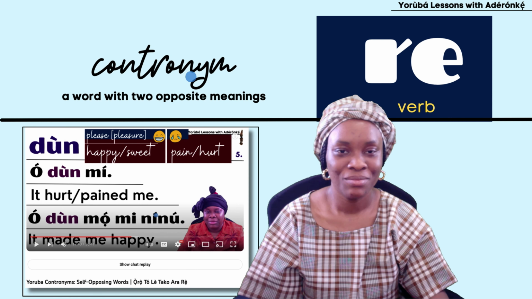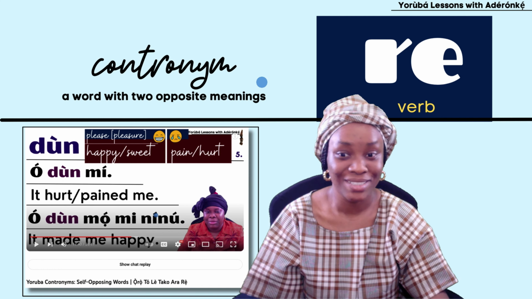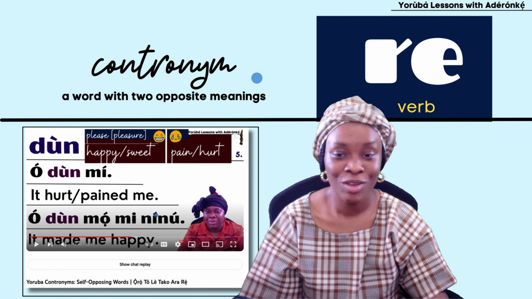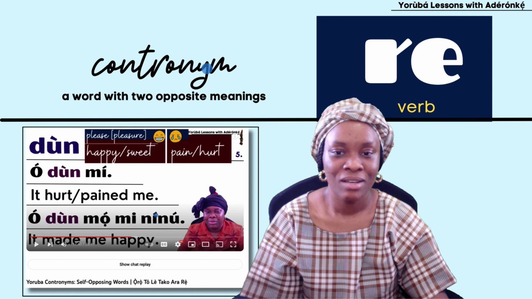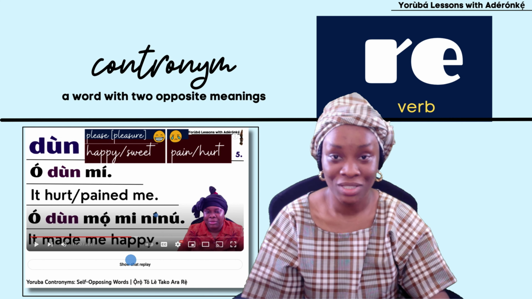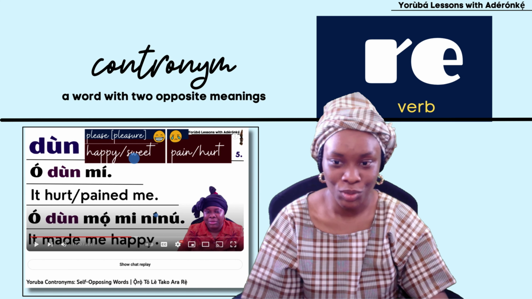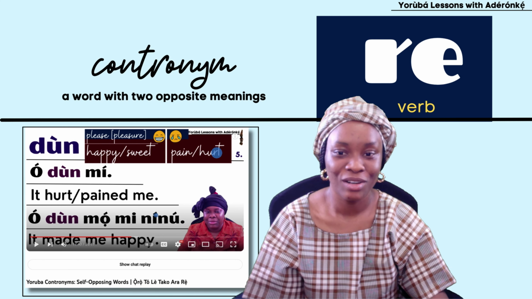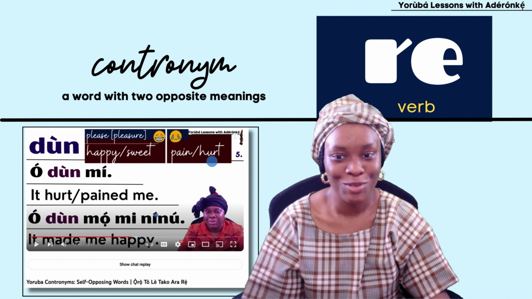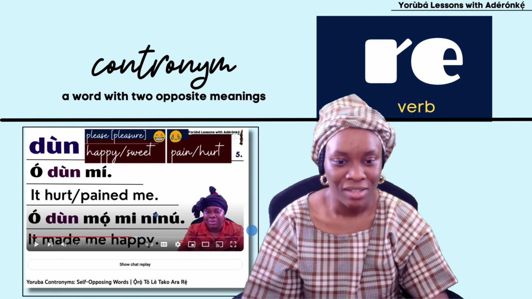Re is a contronym. That's one very interesting thing about it. It's a word with two opposite meanings. When I made a video on contronyms, I explained that certain words, when they're applied one way, they mean one thing. But then when you use them in a different context, then you're saying something completely different or even opposite. Dun would be happy or sweet, but it could also be pain or hurt. It really depends on how you apply it. Re is like that too.